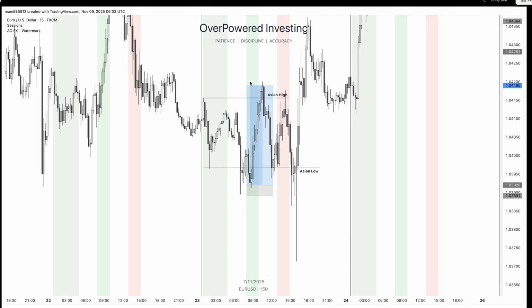We do have another example over here. As you can see, the price is manipulating the Asian low and reversing to the upside. In this case, kind of like the price gave us the opportunity to trade the OP method number 3, both from the bottom to the upside and from the upside to the downside.